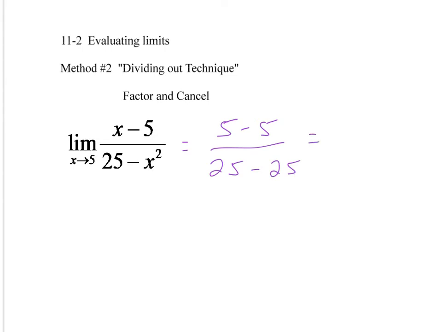So you see now we have 5 minus 5 is 0 over 25 minus 25, which is 0. 0 over 0 is one of our undefined terms. It may or may not have a limit, but it certainly does not exist when x equals 5. The function does not exist when x equals 5. So we could not directly substitute because we get 0 over 0. So let's do our dividing out technique right now.